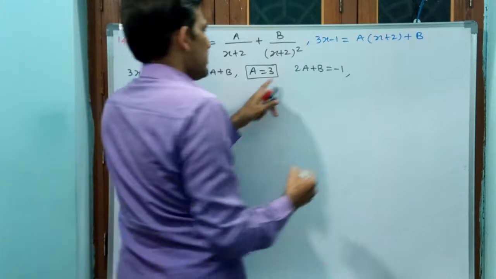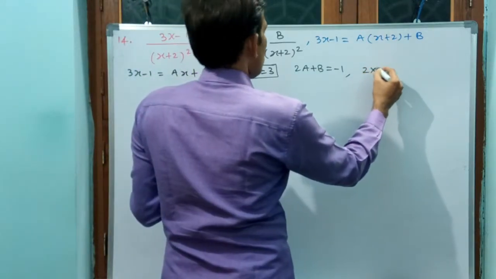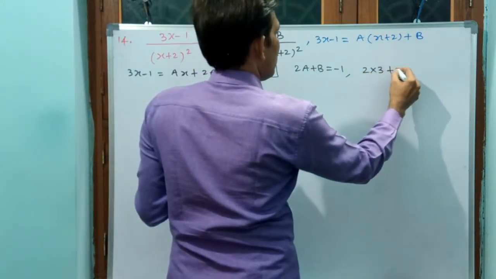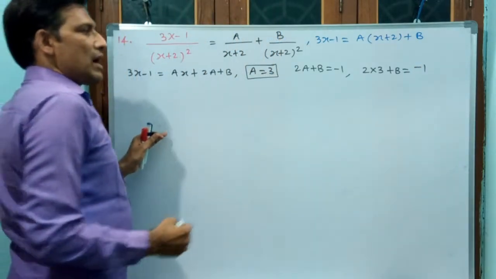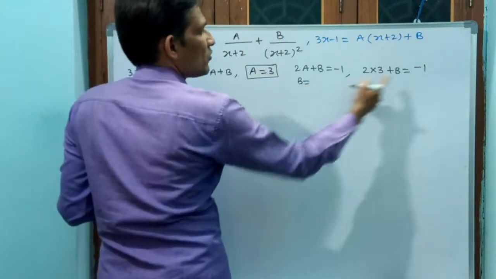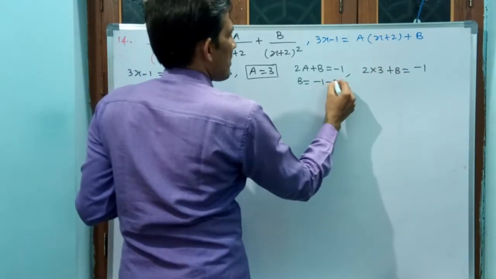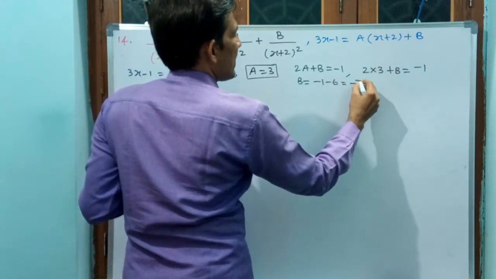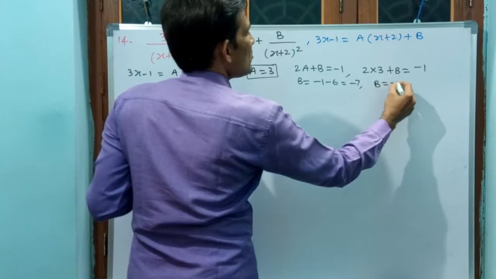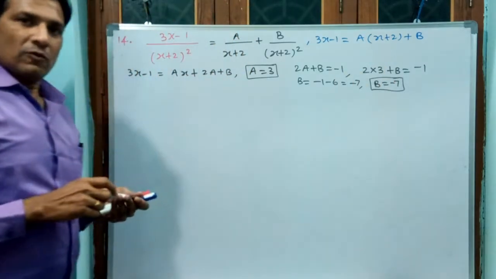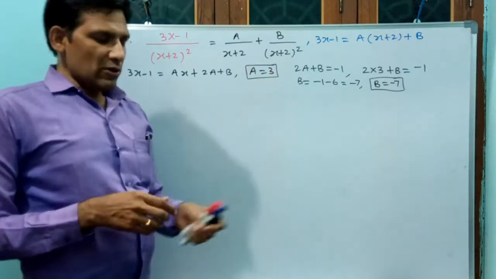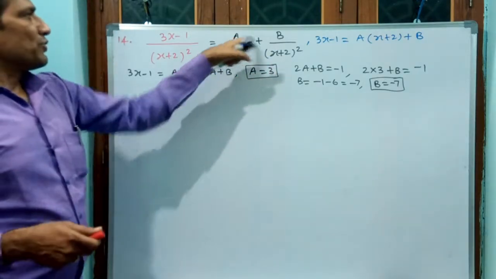Then what will be a? 2 into 3 plus b is equal to minus 1, or else b is equal to minus 1 minus 6, that is equal to minus 7. b is equal to minus 7. Again you box. That means you have got the values of a and b. Then you go and substitute in this.